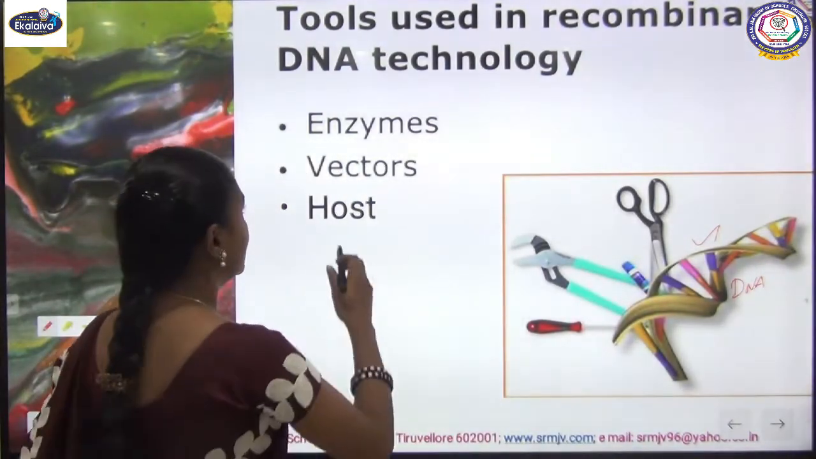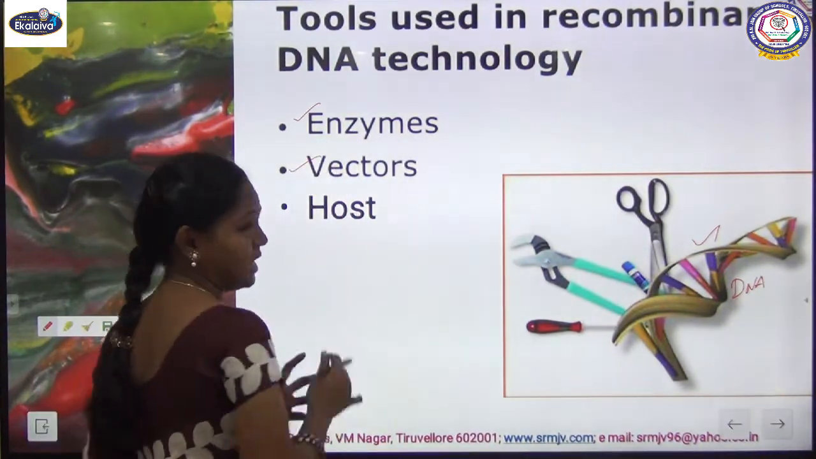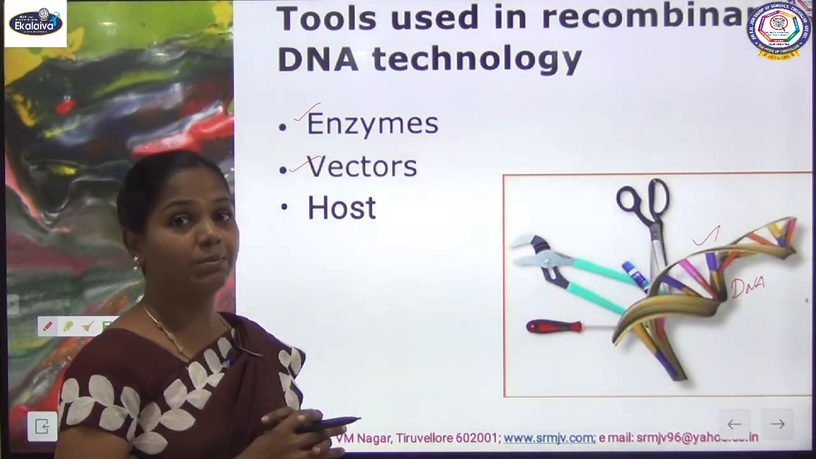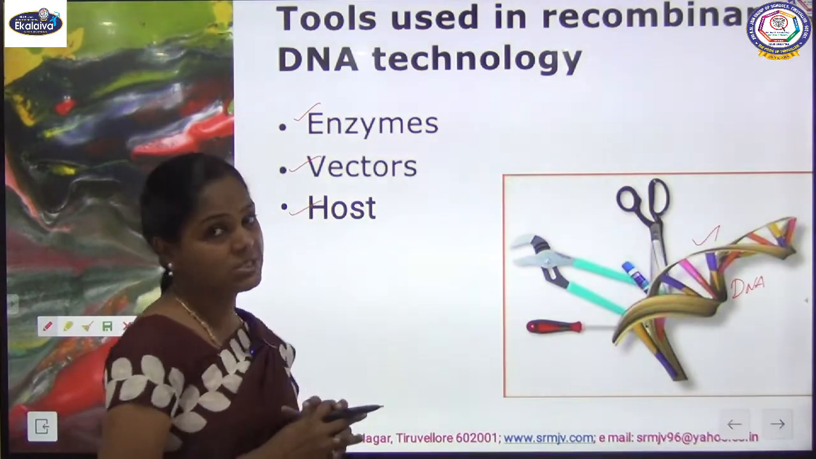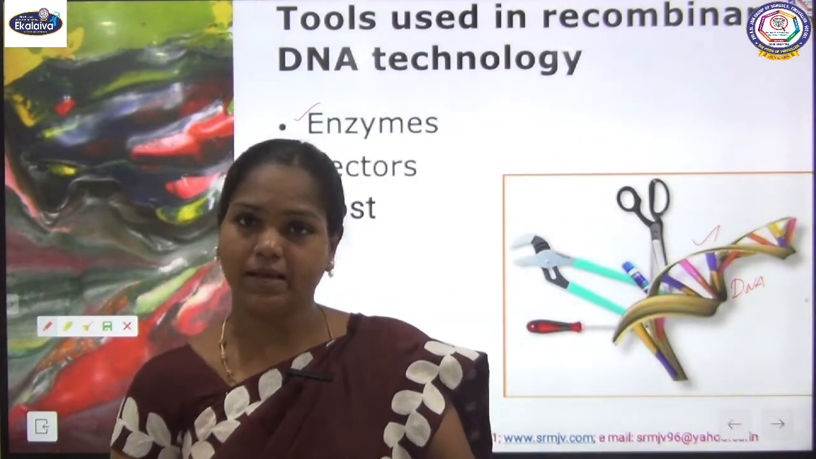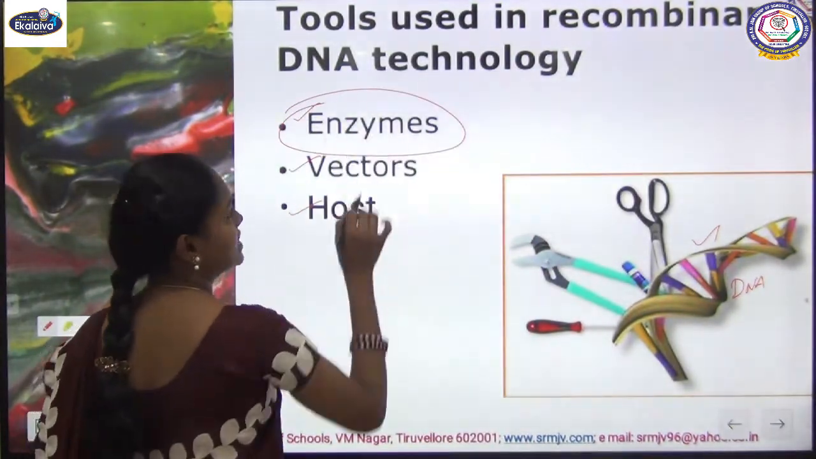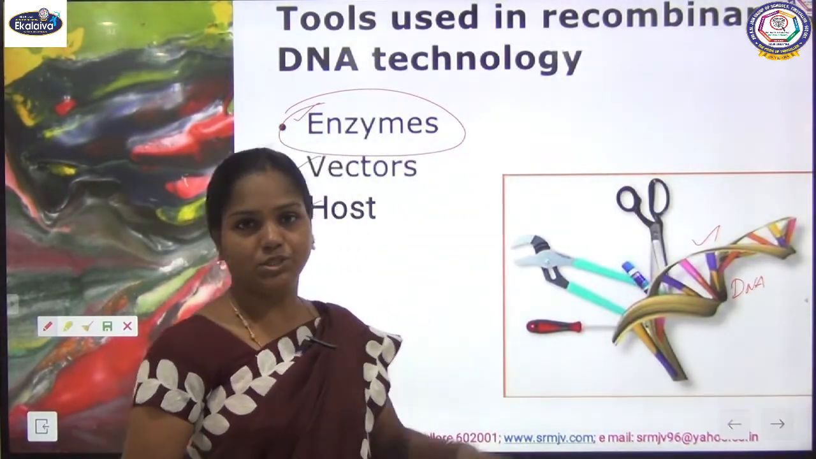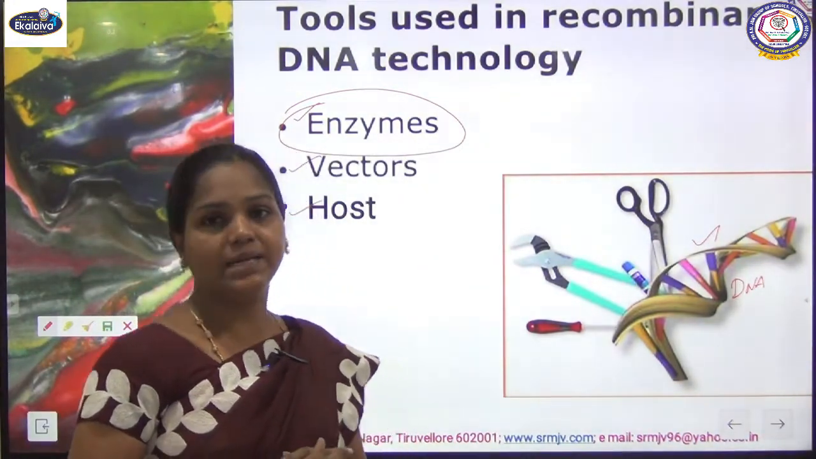First one is enzymes. Then we need a vector, that is, a cloning vector. Already in our first video we have seen about plasmid vectors. Then we need a host cell for the multiplication of this DNA. In this video, first we are going to see in detail about the enzymes used in rDNA technology. So these three are the tools which we are going to use in rDNA technology.